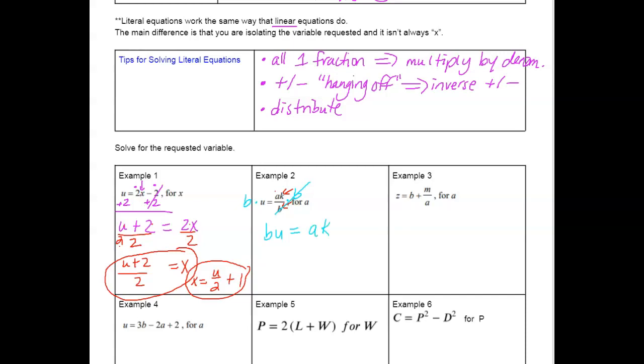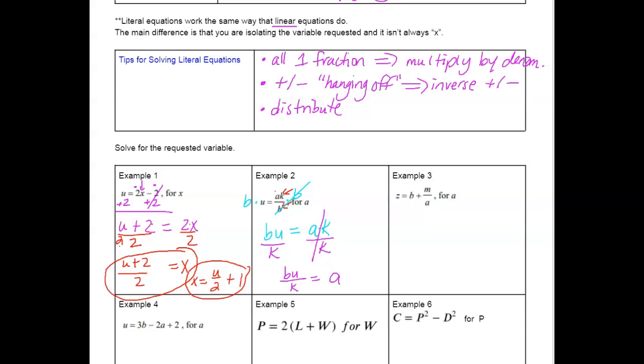So now focus. We want a alone. And since that's a times k, we want to get rid of the k. So since that's being multiplied, you're going to divide by what you want to get rid of on both sides. So bu over k equals a. So see how we're just moving terms? We're not solving, okay?